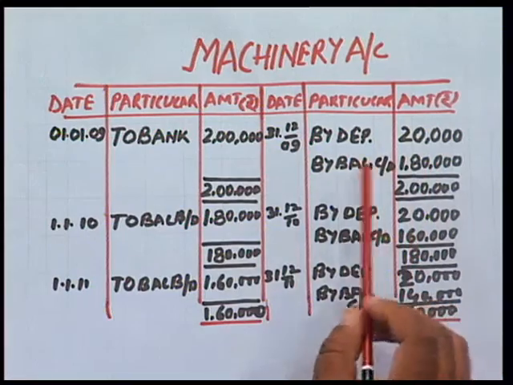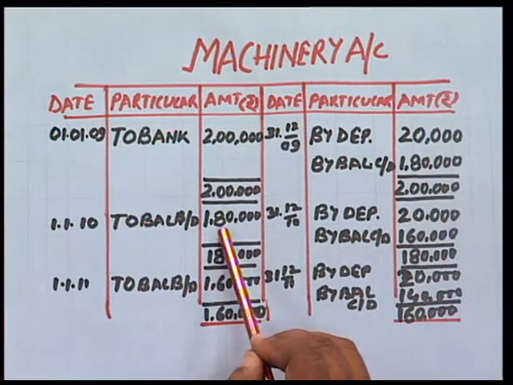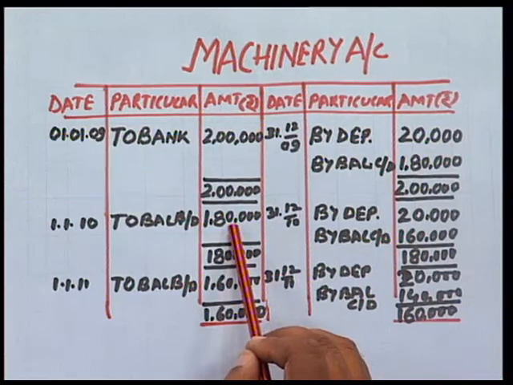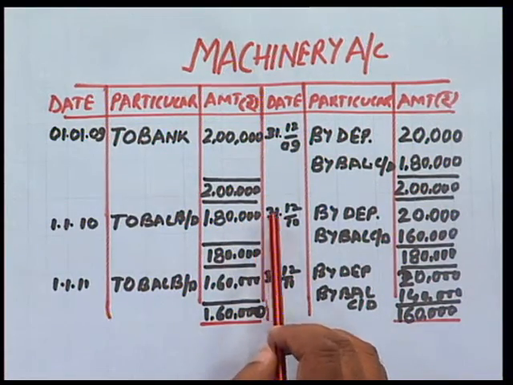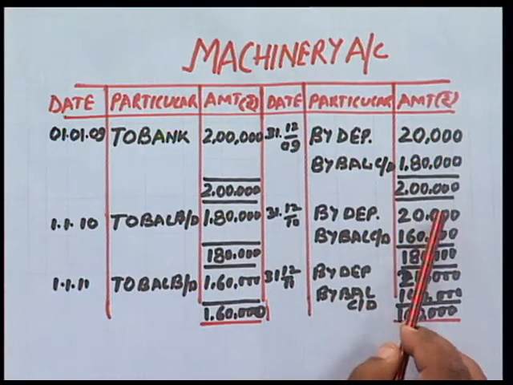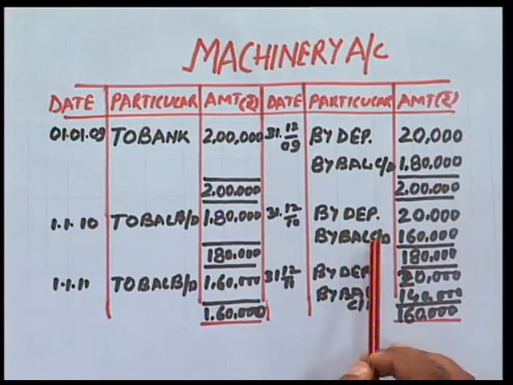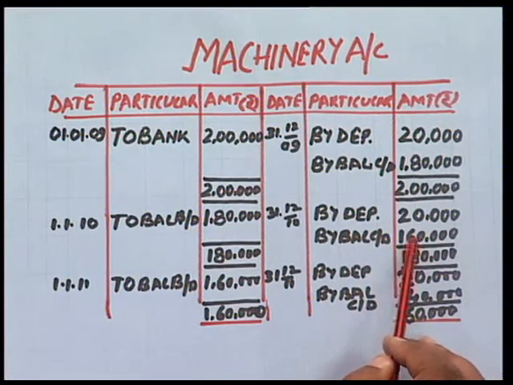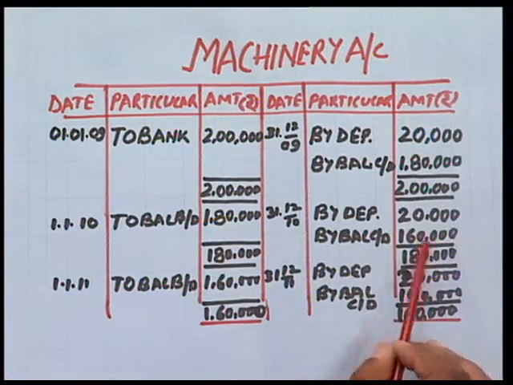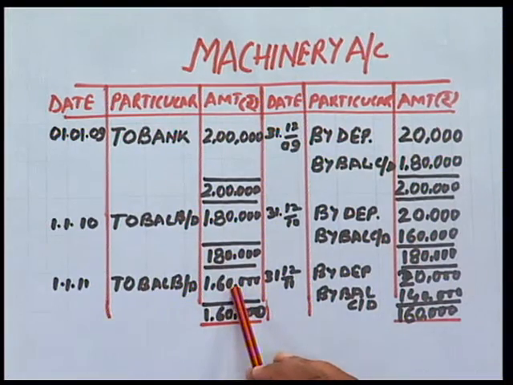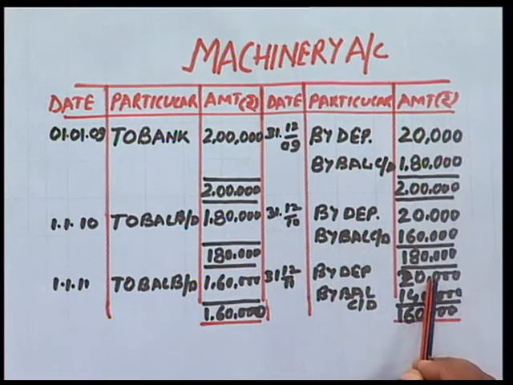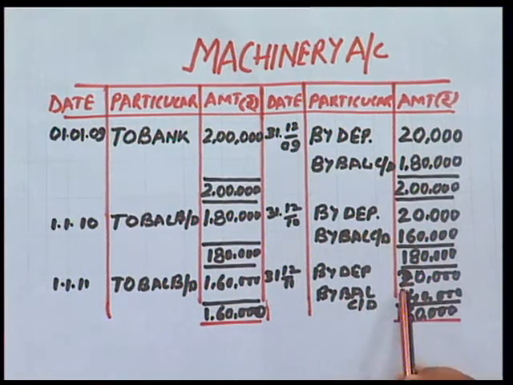Now this 1,80,000 will become the opening balance on 1st January 2010. Again we will charge depreciation under the straight line method, the same constant amount of rupees 20,000, and the balance of the machinery will be 1,60,000. This 1,60,000 will become the opening balance at the beginning of 2011, which is 1,60,000. And finally we will charge at the end of the third year a depreciation of rupees 20,000, and at the end of the year 2011 the balance of machinery left will be 1,40,000.